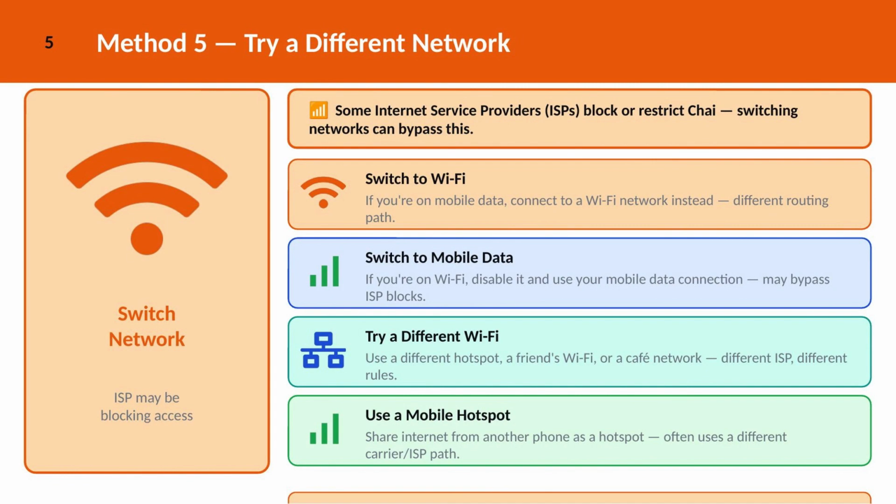Method 5. Try a different network. Switch between Wi-Fi and mobile data. Some internet service providers impose restrictions that can cause region errors. Changing networks may bypass these restrictions.